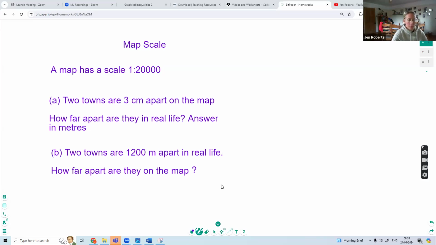Okay, so for this recording, we're going to be looking at map scale. There's a few things you need to know about this before we start. You need to be good with your conversions for metric units for distances. So 1 kilometre, how many metres do you think is in a kilometre? Yeah, well done if you decided it was 1,000.